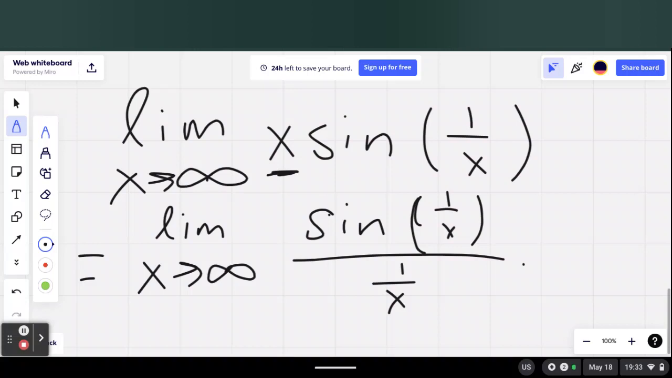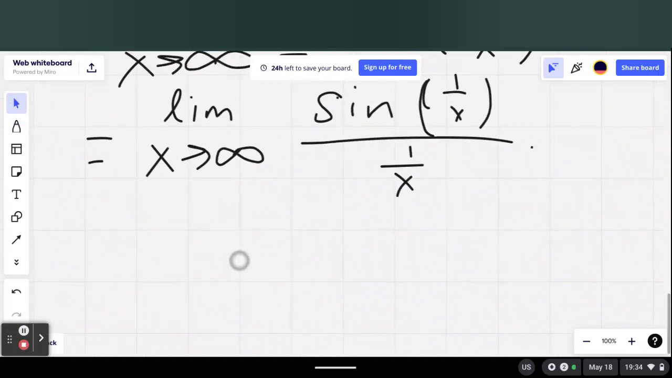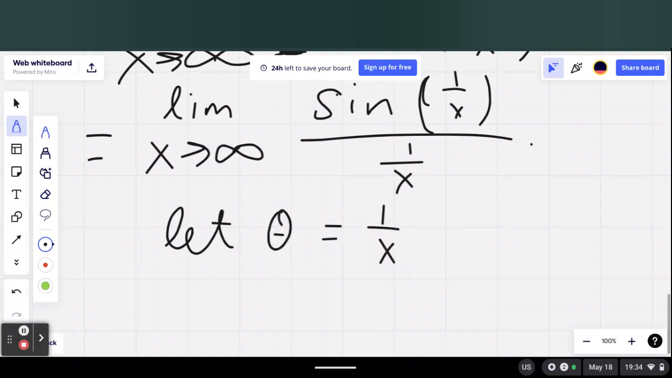The limit is approaching infinity and not 0. So how can we approach this to make it equal to 0? Let's use a substitution. I'm going to use a variable, let's say alpha, beta, but let's use theta. Let theta equal 1 over x.